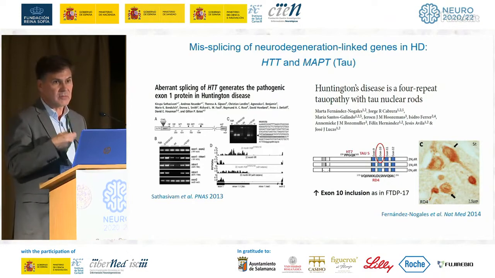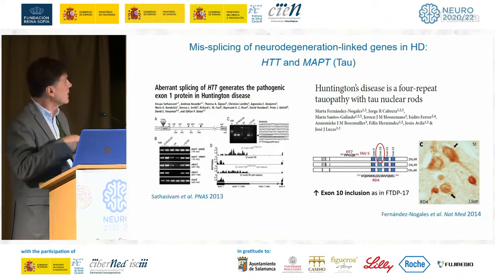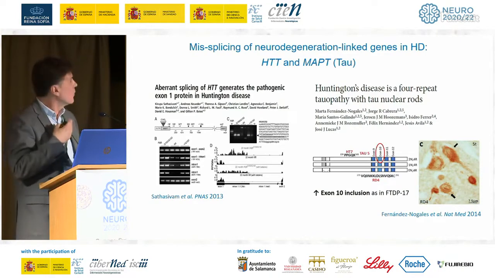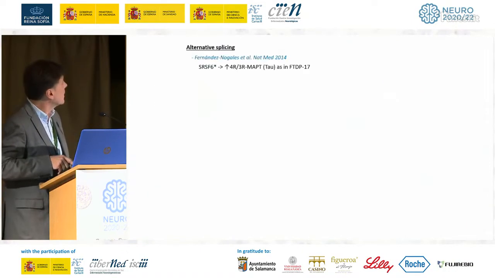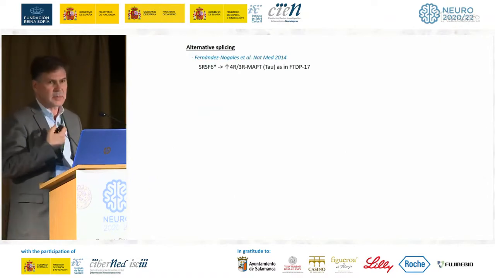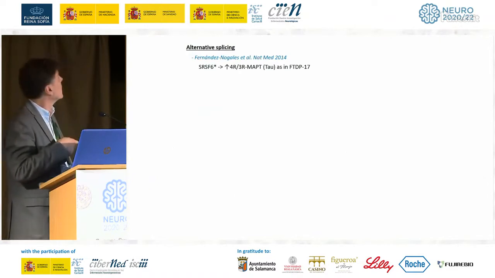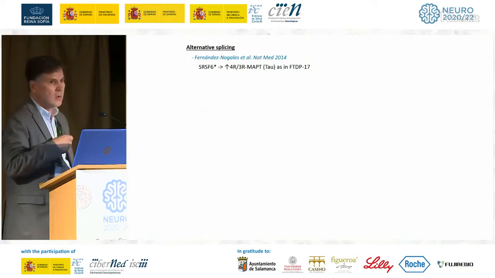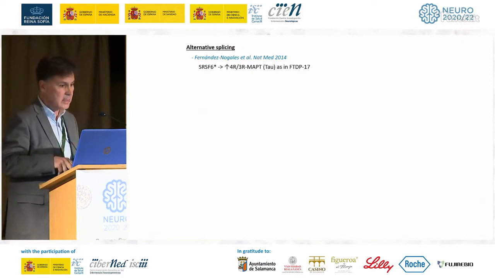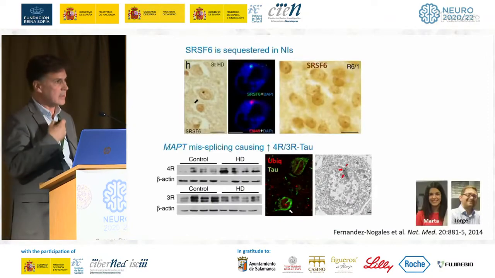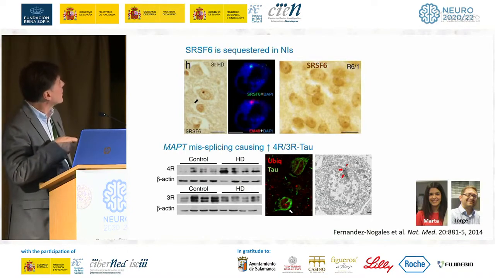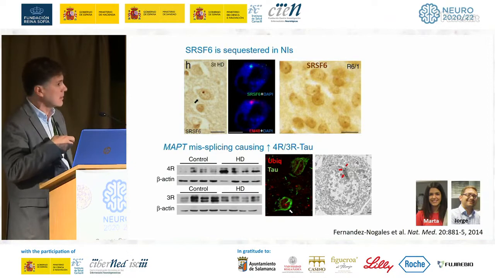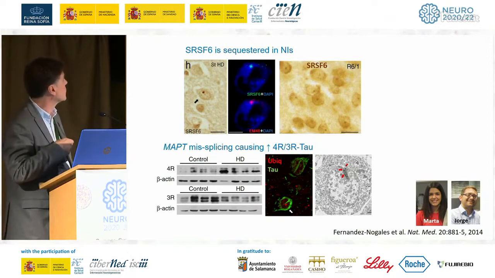that has a higher affinity for tubulin and also to self-aggregate, and mutations affecting this splicing of exon 10 are responsible for some rare forms of frontotemporal dementia linked to chromosome 17. And we were able to ascribe that alteration in tau splicing in Huntington's disease to an alteration of the splicing factor SRSF6, which had already been reported as a splicing factor able to modulate exon 10 splicing, and we found it accumulated in the inclusion bodies in the brains of Huntington's disease patients and mouse models.